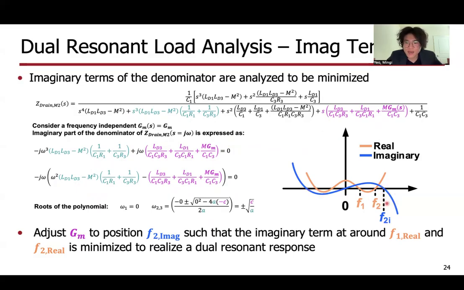The cool thing about this imaginary, non-zero, non-origin root is that it is directly related to this magenta term, and this magenta term contains the transconductance Gm. So what this implies is that we can control the location of this imaginary root by adjusting the strength of the transconductance that we have. And if you were to place this imaginary root such that it encompasses this F1 real and F2 real, we are able to minimize the overall complex number at these two frequencies.